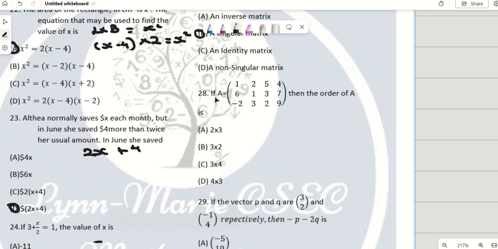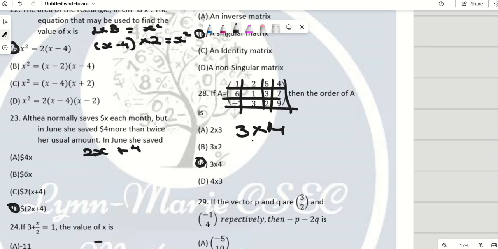If A is this, then the order of A is always the number of rows multiplied by the number of columns. Rows is the horizontal, columns is the vertical. Let's see how many rows we have: 1, 2, 3. And how many columns? 1, 2, 3, 4. So that's 3 rows multiplied by 4 columns. So it is a 3 by 4, which is C.